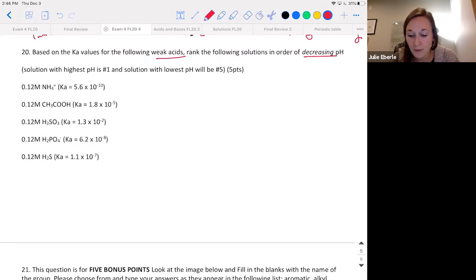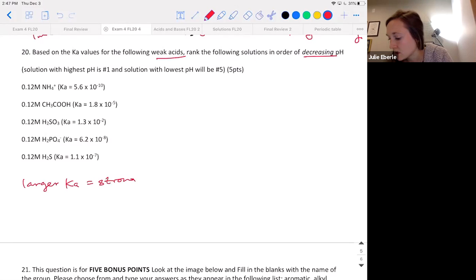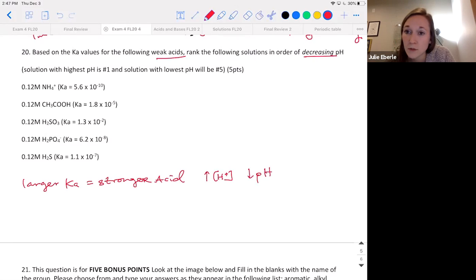A few things to remind you about Ka. Larger Ka equals stronger acid, stronger weak acid. So the larger Ka that you have, the more dissociation that occurs, and the stronger your weak acid is. The stronger the weak acid is, the higher the concentration of H+, and the lower the pH. So the one with the largest Ka should be listed last. The one with the smallest Ka should be listed first in this problem, because the smallest Ka, let me pull the chat up.